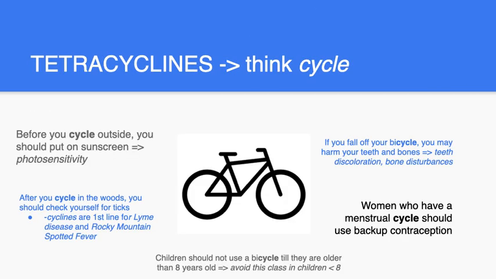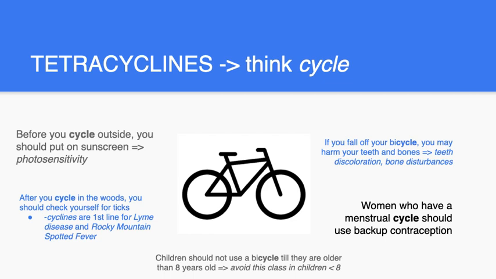Okay, so here are my silly tips for remembering my tetracyclines. I want you to think about the word cycle. So first, before you cycle outside, you should put on sunscreen to protect your skin because you're going to be out in the sun. You know, we want to make sure that we don't get a sunburn. So this helps you remember the photosensitivity aspect of tetracyclines. So we want to remind your patients to avoid UV rays and use sunscreen.